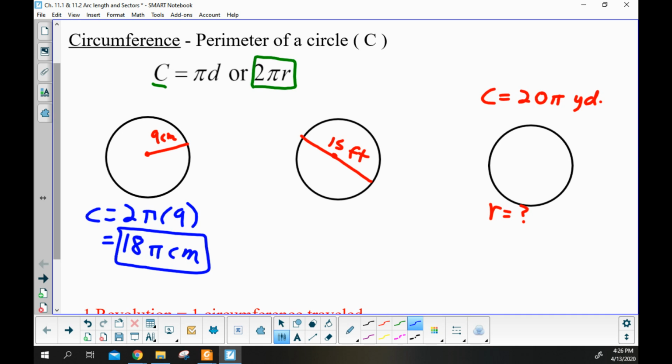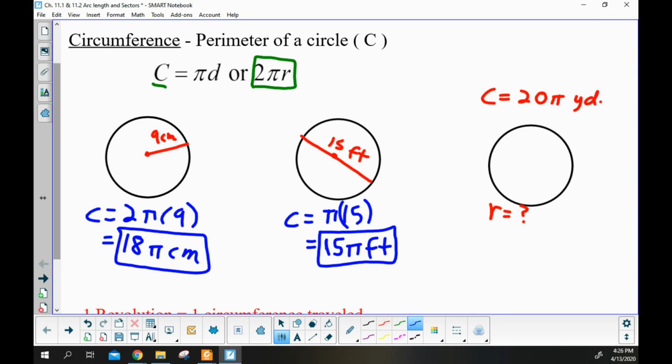Looking at the second one, the diameter is 15 feet. So now we can use the first formula, pi times the diameter, and we get circumference is pi times 15, or we can rewrite this as 15 pi feet. And we typically want to put the units if we're given units, just to say what we're dealing with.